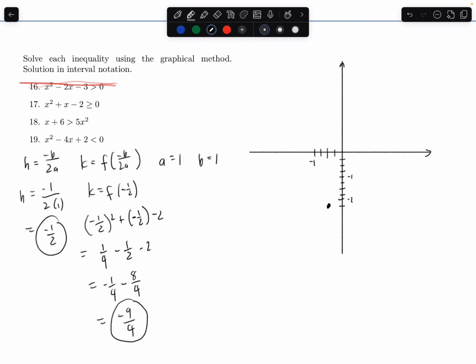And then I'm going to go right one, up one, because a is 1. So right one would be actually 4 tick marks, and up one would be 4 tick marks. So 1, 2, 3, 4, over here, something like that. And then same thing for the other side. So 4 tick marks that way, 4 tick marks up that way, something like this. I know it's not perfectly accurate, but something like that. Okay. Ooh, it's a little squiggly, but you get the idea.